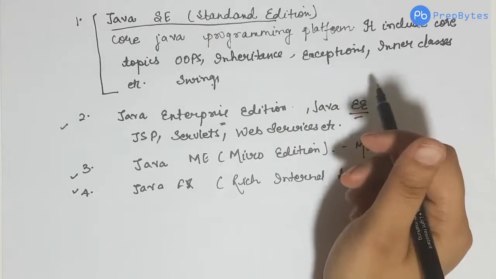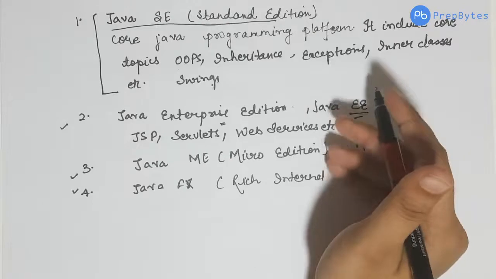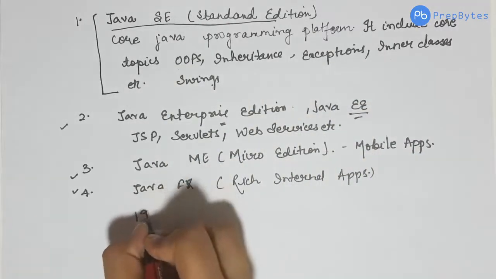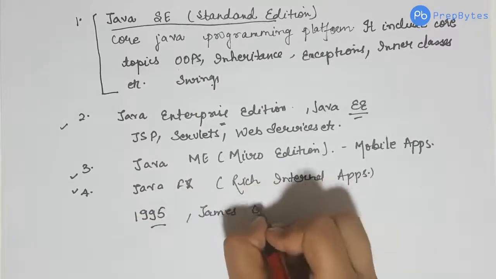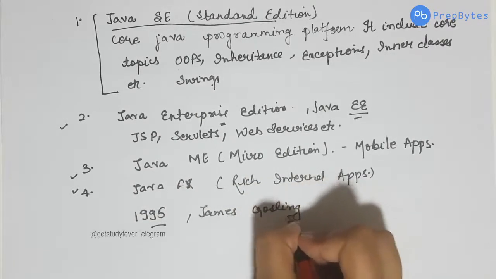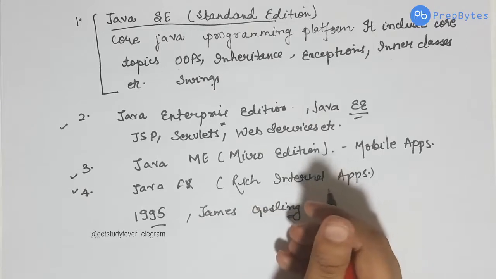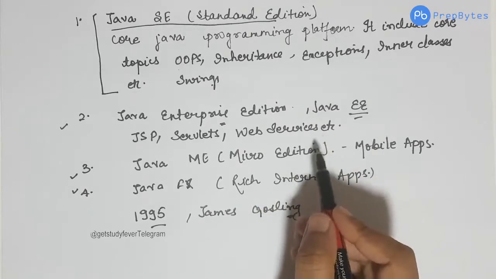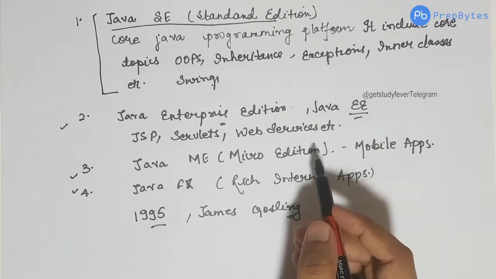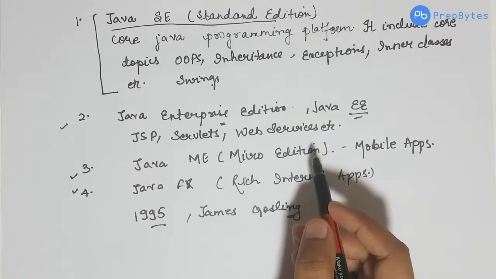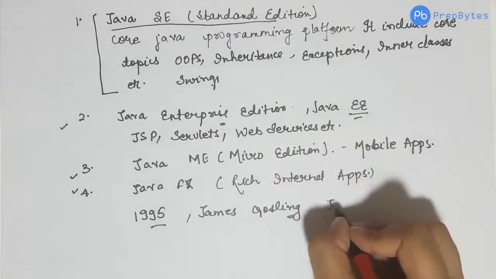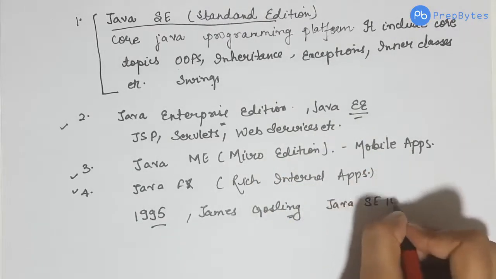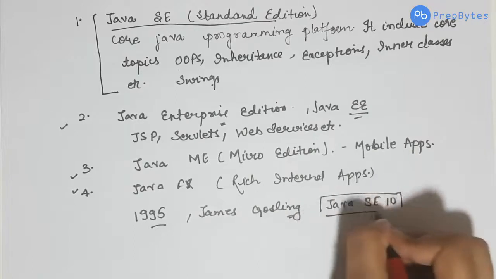So let's try to know a bit about the history of Java. Java was developed in 1995 by James Gosling, and there have been several editions since then. If you build any software, you keep on revising the edition and adding new features. So there have been many editions, the latest one being Java SE 10. This is the latest stable Java release.